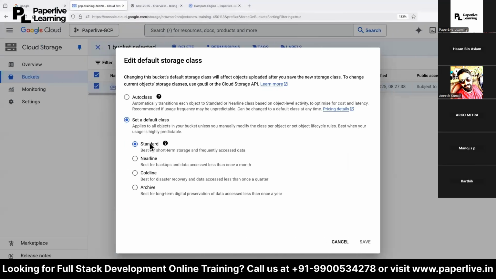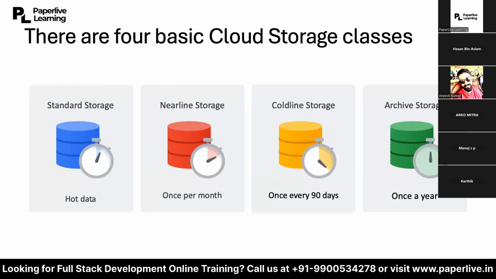standard. If you go with standard, if your data is frequently accessed data, imagine you are going to store the data and you're very sure that data will get accessed every day or a few times in a week or a few times in a month. You're very sure about it. In that case, you can go with standard storage, all hot data or frequently accessed data.